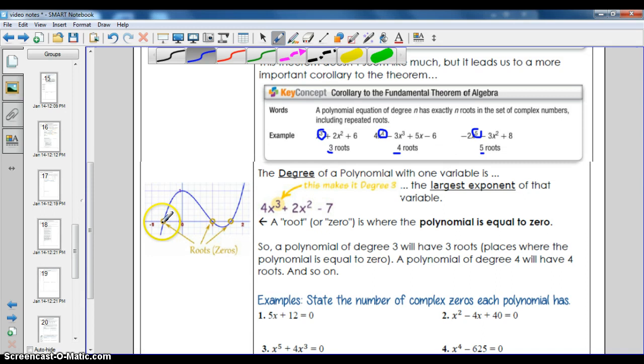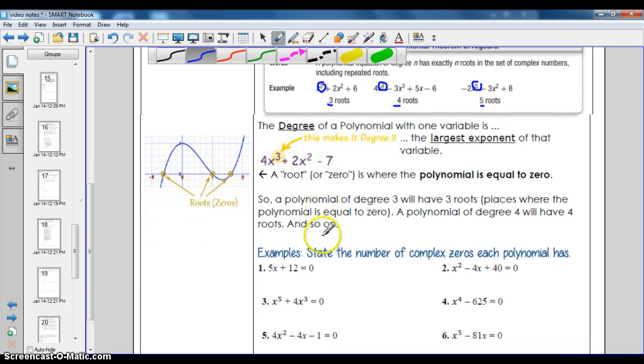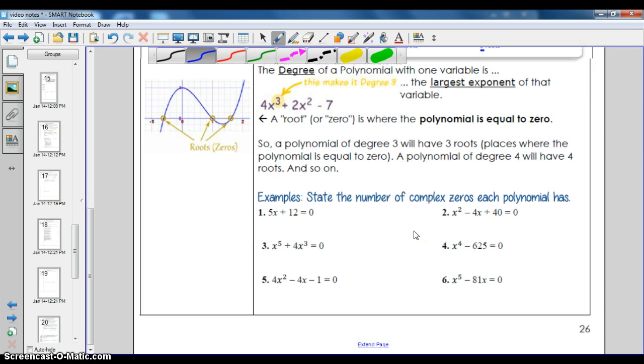So over here we've got some examples pointing to those zeros, which we've seen before in an earlier section. So if a polynomial has a degree of 3, it'll have 3 roots, places where the polynomial is at 0, and so on. So all we're going to do for this first one is just state the number of complex zeros each polynomial has. So here's the degree, 1.